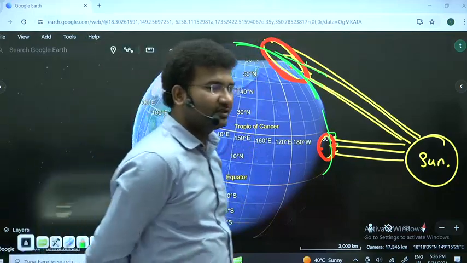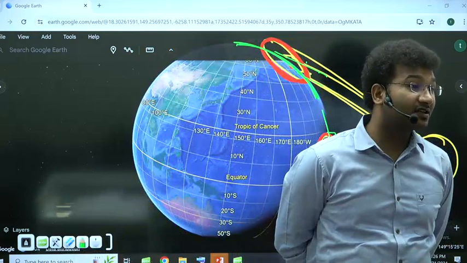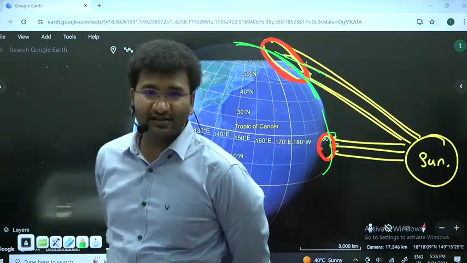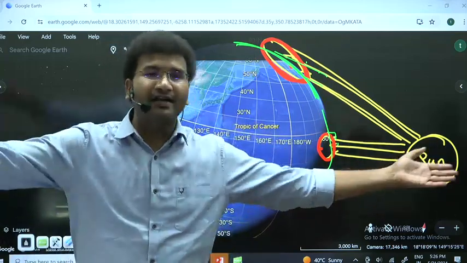It is because the rays that are coming to the polar region cover a larger surface area. The same intensity of sunlight will come and cover a larger surface area. That's why the heat is distributed over a wider area.